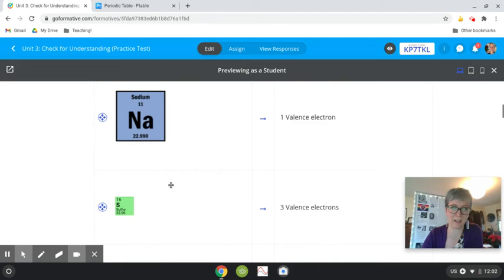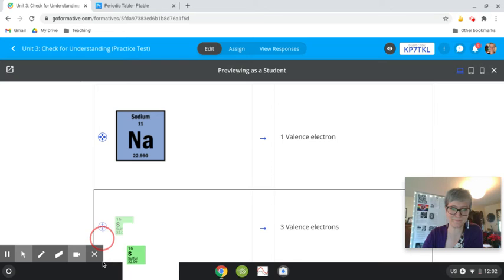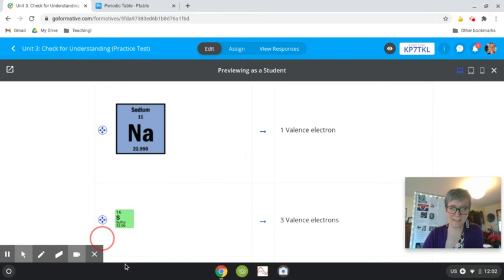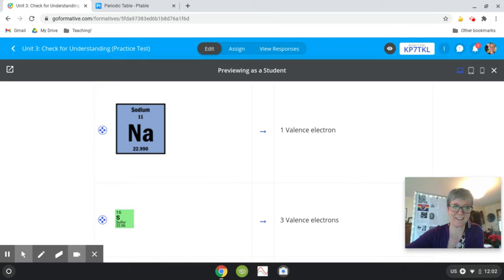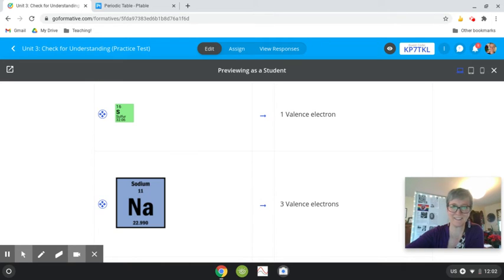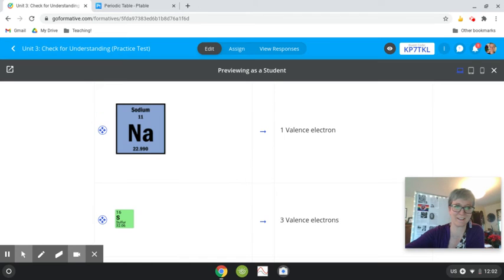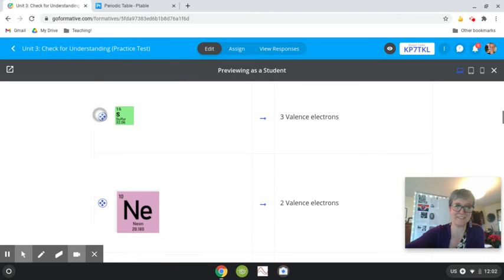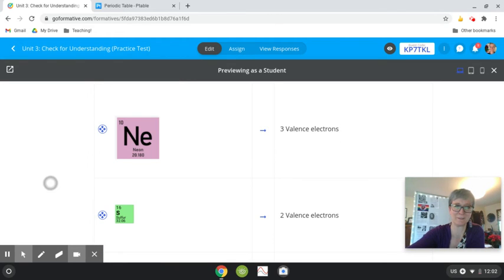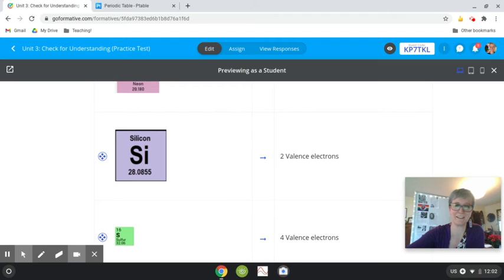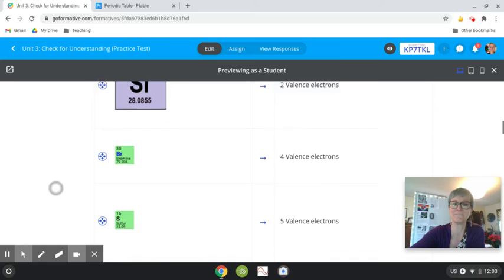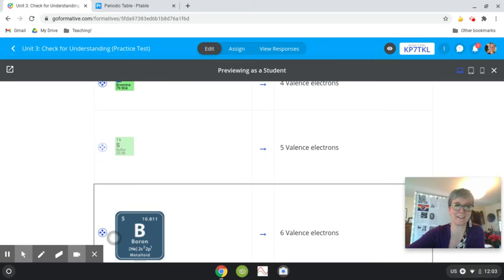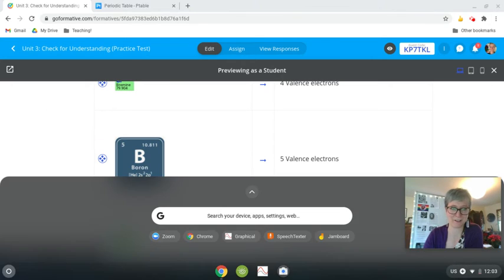So we need to drag this sulfur down. We can slide it down, keep moving it down. Here we go. Move it down to 6 valence electrons. We're at 2, 4, 5, and here we have 6. So that is all matched up there.